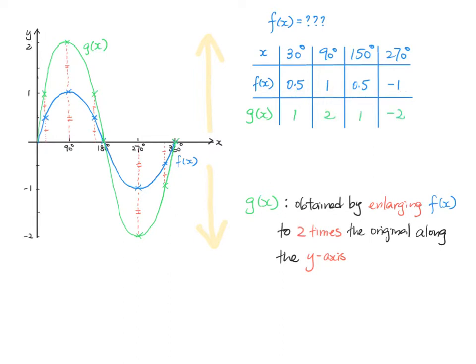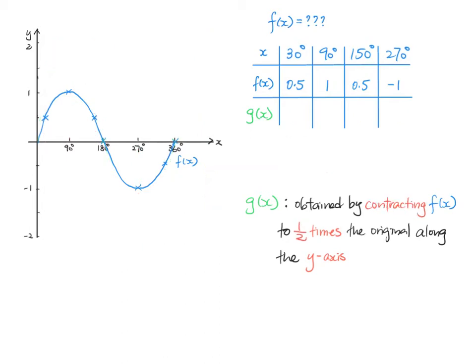And so when we're enlarging a function to 2 times the original along the y-axis, that means vertically stretched. That means algebraically, g of x will become 2 times the original function, okay? 2 times at the very end.